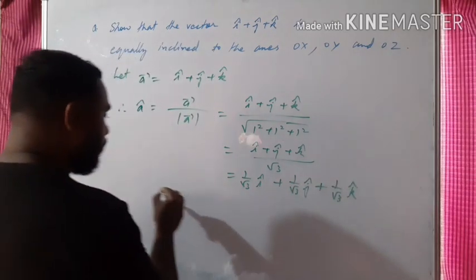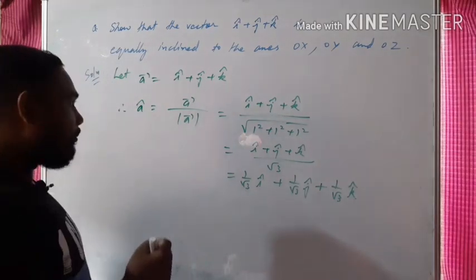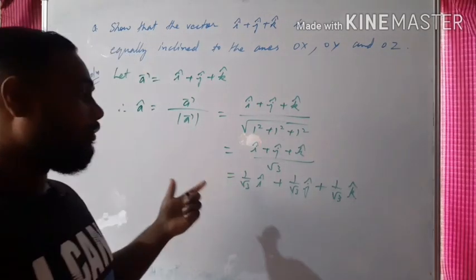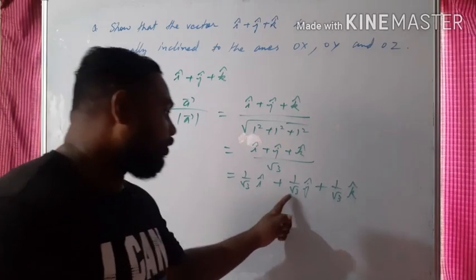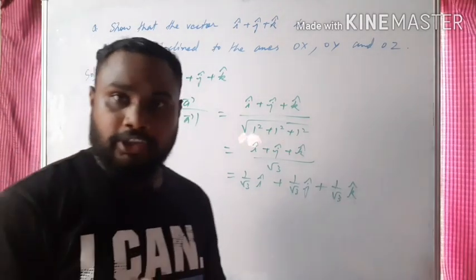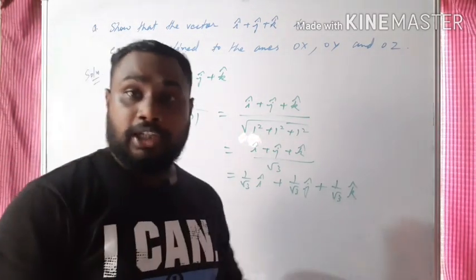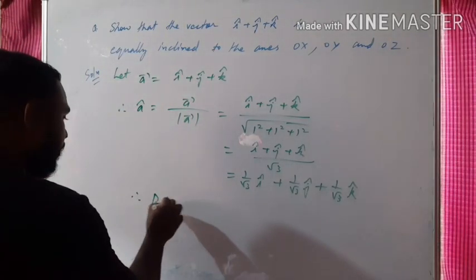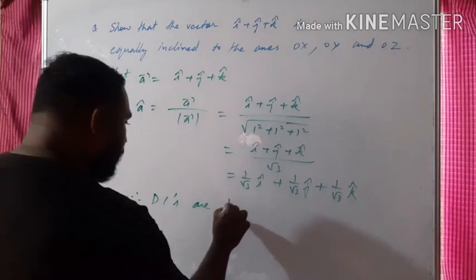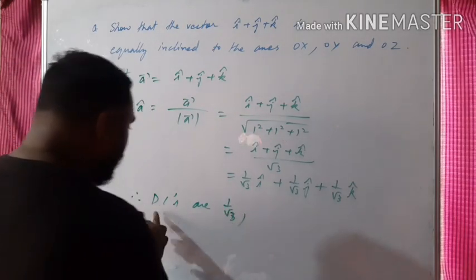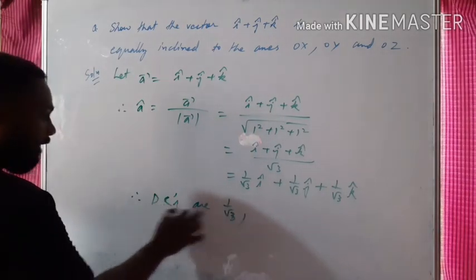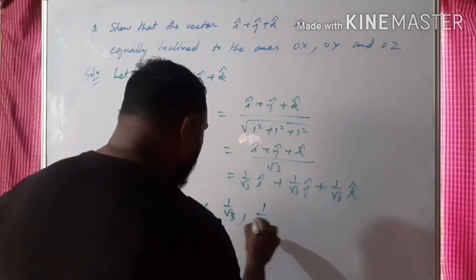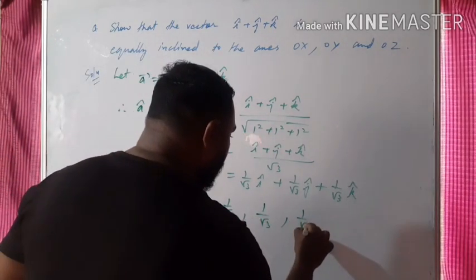Okay. So just now I have told you the magnitude of the components of the unit vector: the i component, j component and k component of the unit vector. They give the direction cosines of that vector. So the DCs are what? Direction cosines are 1 by root 3, 1 by root 3, 1 by root 3.